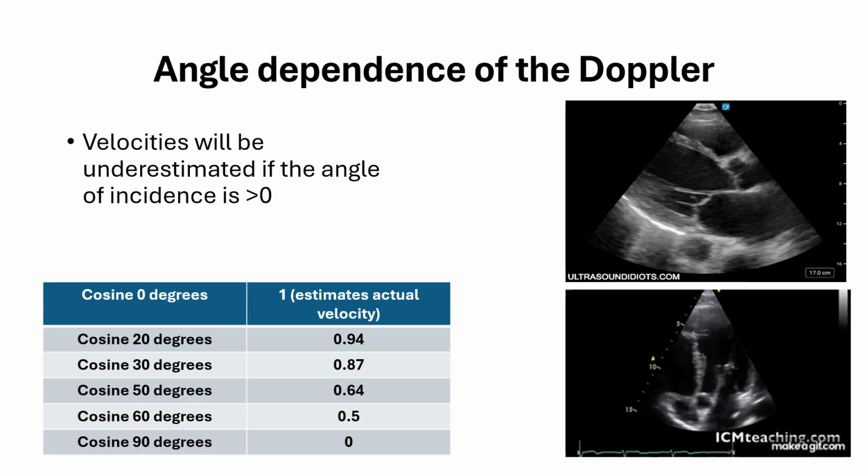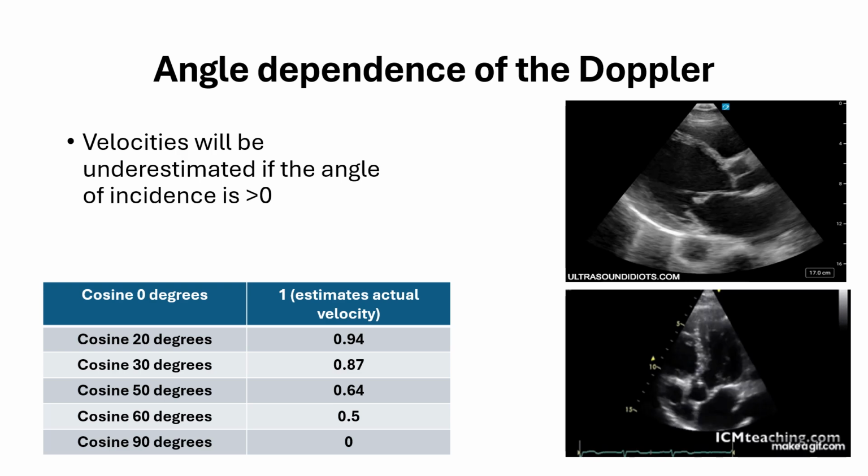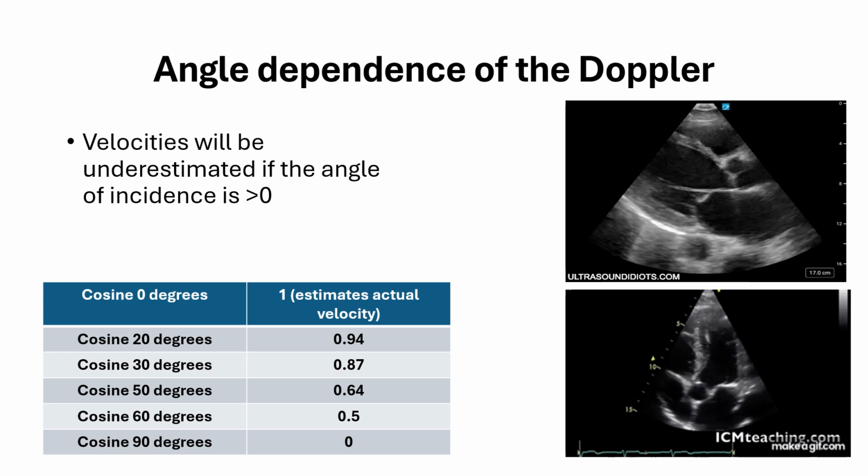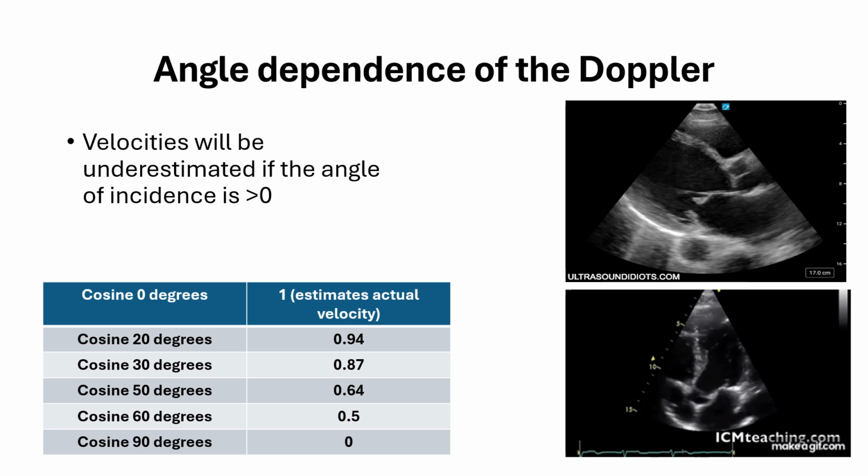So let's talk about the cosine theta, or the angle between the ultrasound beam and the blood flow. Ideally, you want this angle to be 0, which will fully allow you to measure the true velocity. So the higher the angle, the less reflective of the true velocity your measurement will be. For example, when the angle is 90 degrees, you'll not be able to measure any Doppler shift, not because it doesn't exist, but rather because you cannot detect it.